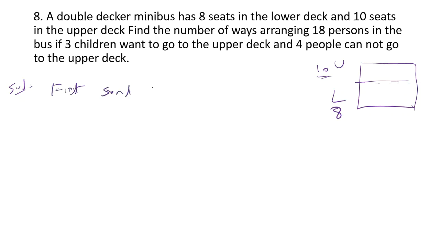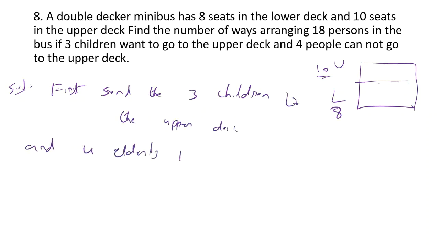First send the 3 children to the upper deck, and 4 elderly persons to the lower deck. After sending 3 children to the upper deck and 4 elderly persons to the lower deck, the upper deck can still accommodate 7 people and the lower deck can still accommodate 4 more people.